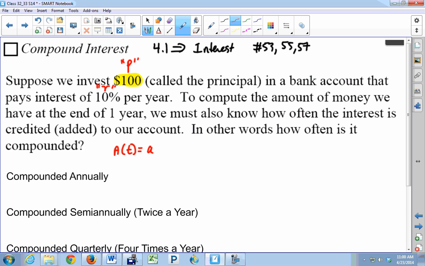So this is the amount of money in dollars that I've accumulated at the end of 1 year. All right. So does anybody know how I would actually find A of 1, how much money I would have after 1 year? What would I do? Yep, Cooper? My principal. So let's put a general formula here first. A of t is my principal.